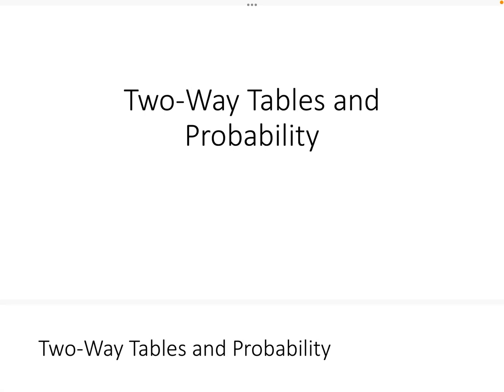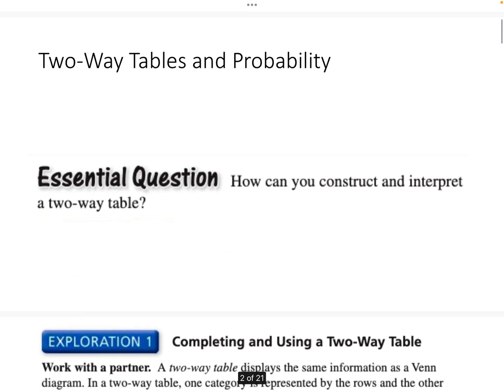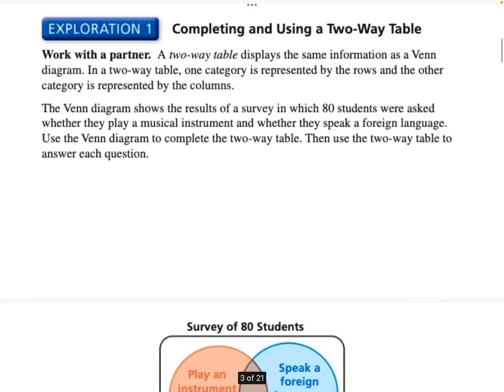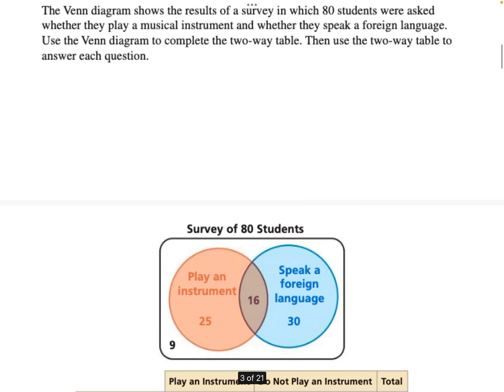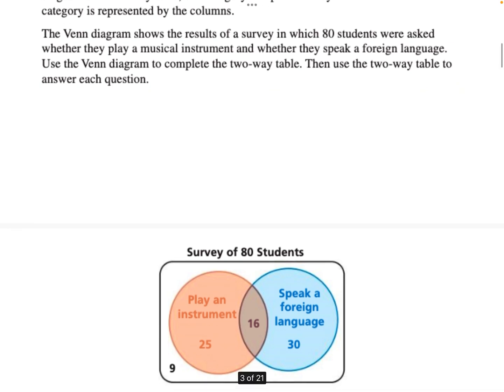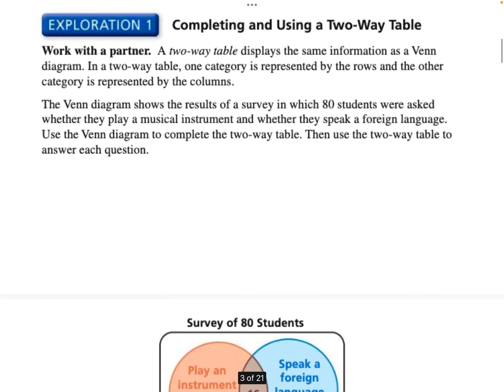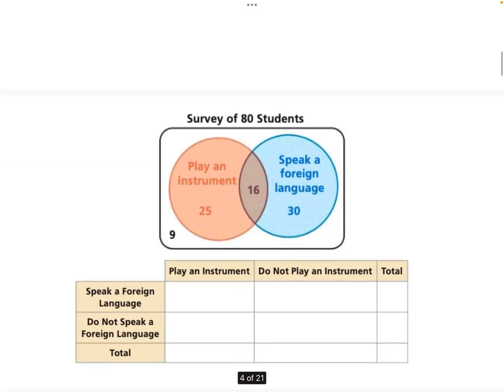All right, today's lesson is over two-way tables and probability, and it's quite interesting actually. Our essential question today is how to construct and interpret a two-way table. Now, a two-way table is just like a Venn diagram, which is what this is down here, and we're going to put a bunch of numbers in it, and it's going to be much easier to comprehend by looking at the table. We're also going to look at percentages, so this can get quite confusing.